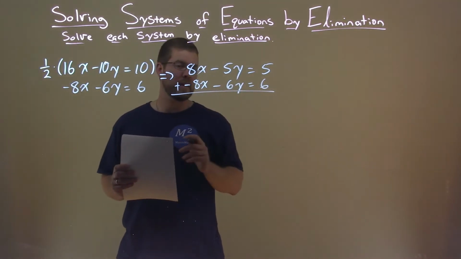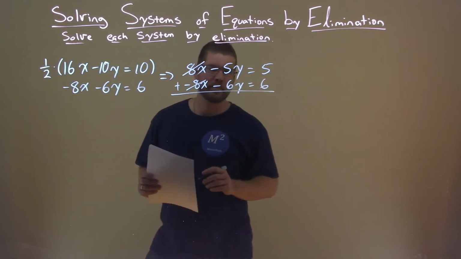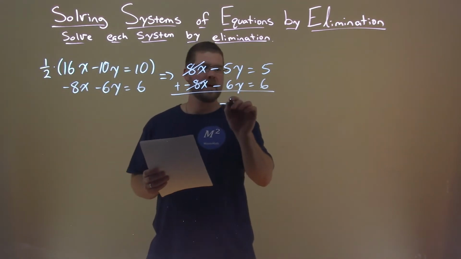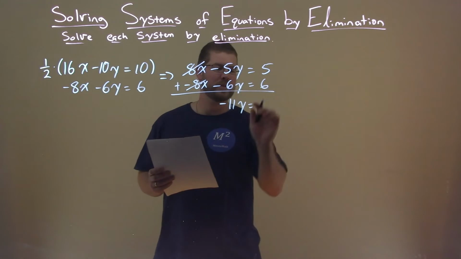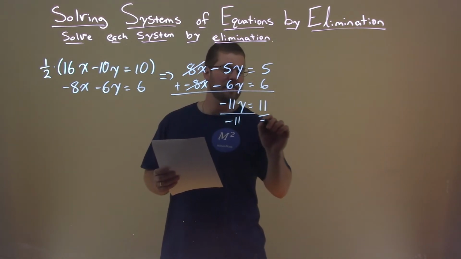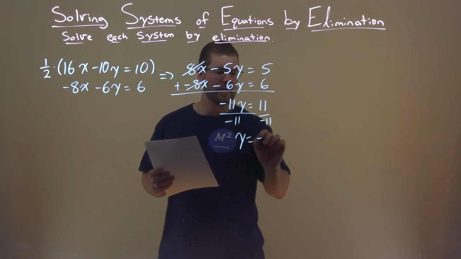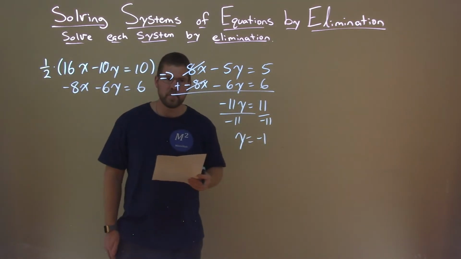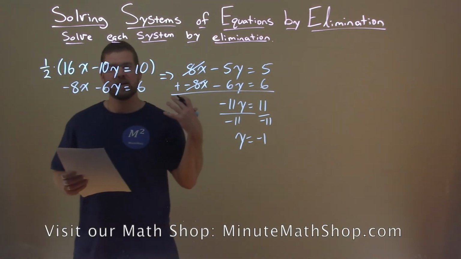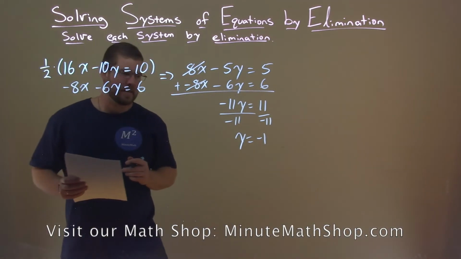8x plus a negative 8x cancels out. Minus 5y plus a negative 6y is a negative 11y, and 5 plus 6 is positive 11. Divide both sides by a negative 11, and y by itself is negative 1. We then take that information and plug it into one of our equations, whichever we think is easier. Let's pick the second equation here.